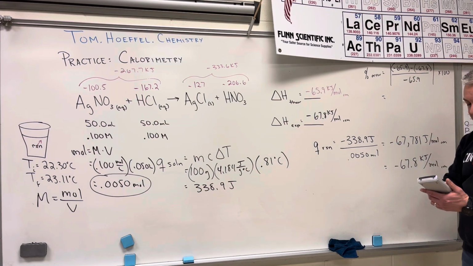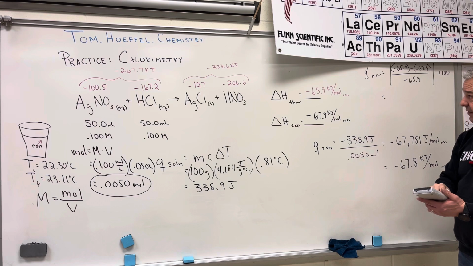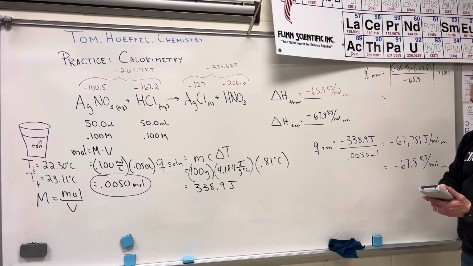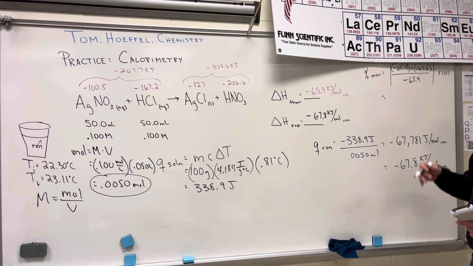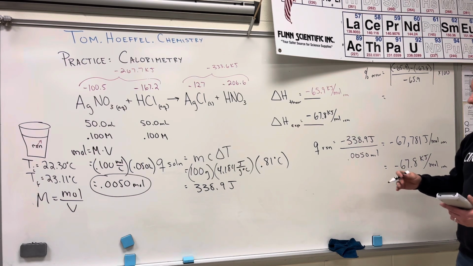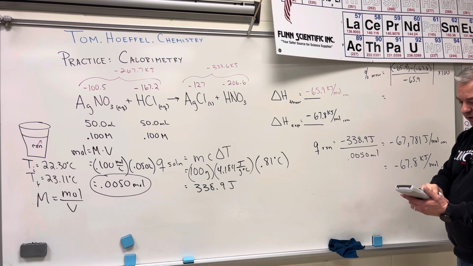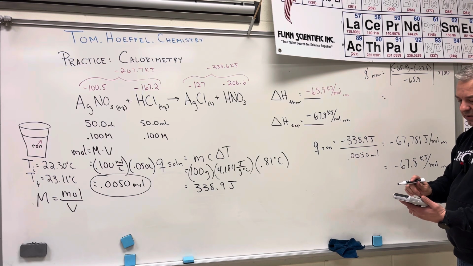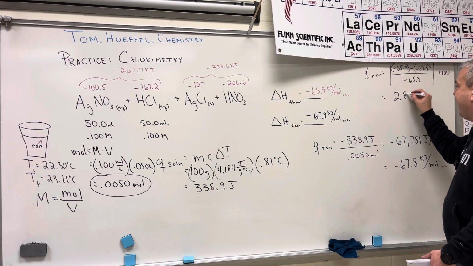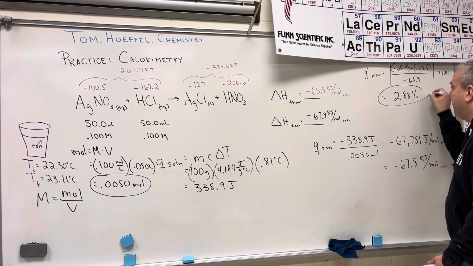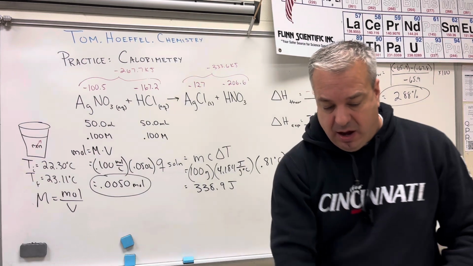So let's go ahead and just do that in the calculator. I'm off by about 1.9, but when I divide it by the theoretical value and then times 100, I find that my error is going to be 2.88%. Not bad for a chemical experiment.